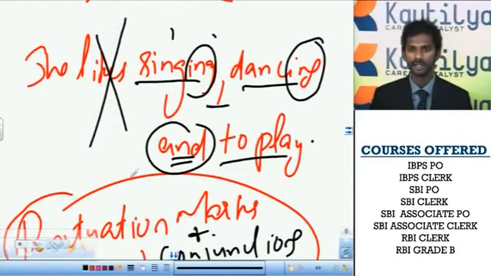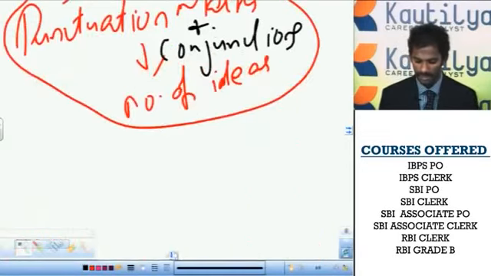Clear? For parallelism to be there, all the ideas must be in the similar form. All the ideas in the sentence must be in the similar form. Here parallelism is there between the first idea and the second idea. The third idea is not given the same importance as the first 2 ideas. So there is no parallelism in this sentence. Now how can we make this sentence grammatically fine?